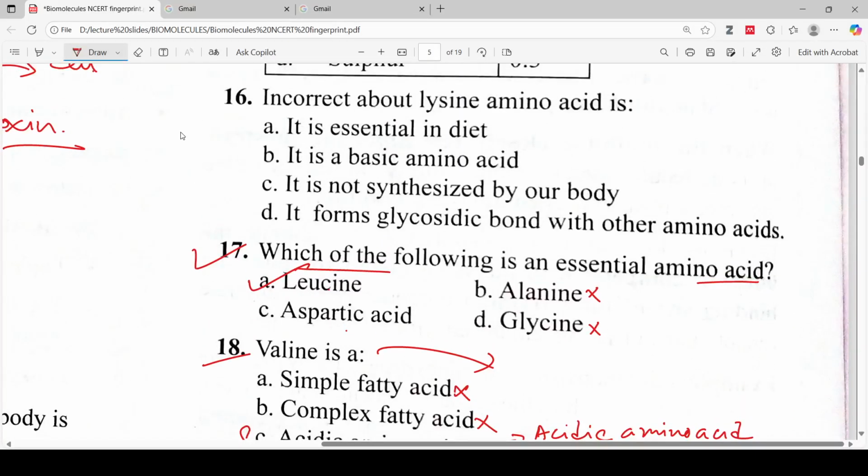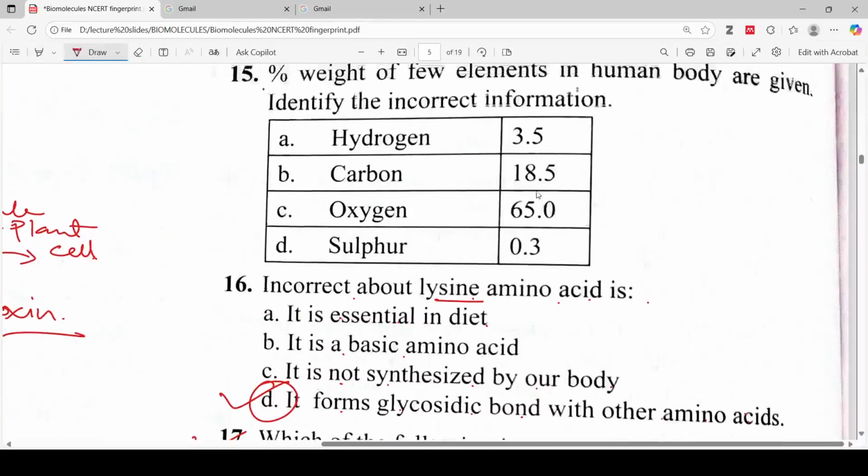Next question. Incorrect about lysine amino acid is: it is essential in the diet, it is a basic amino acid, it is not synthesized by our body, it forms glycosidic bond with other amino acids. So the correct answer for this question is option D. It forms a glycosidic bond with other amino acids, which is incorrect. So next question.